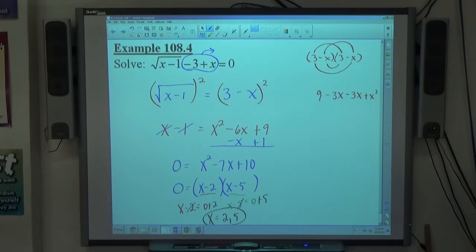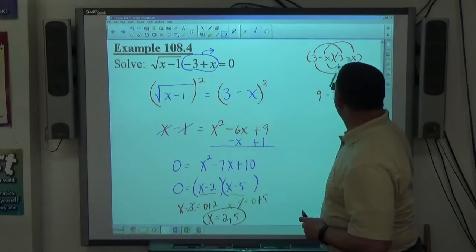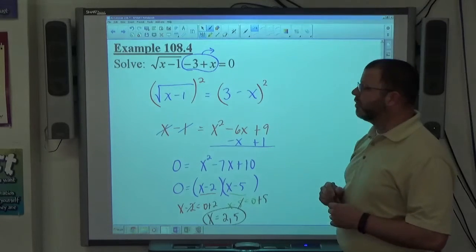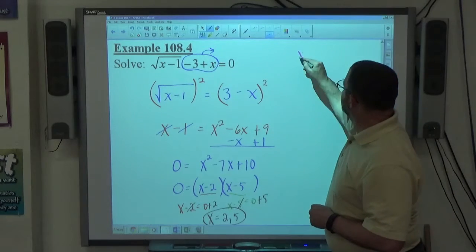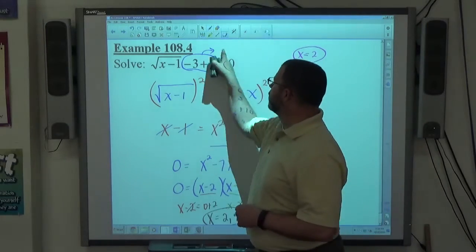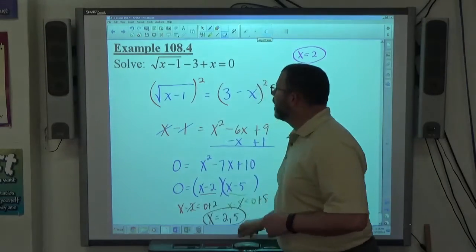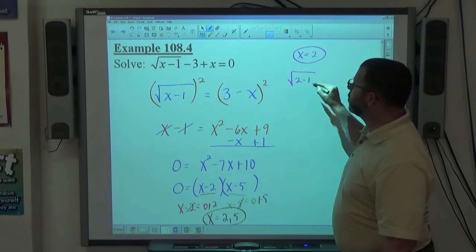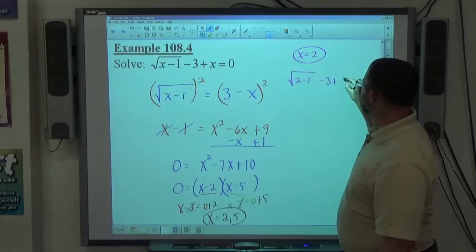And I have to verify both solutions. Either they work or they don't. If they work, fine. If they don't work, we throw them out. So what's left to do is the check. And you have two numbers to check. You have to check them both individually. So let's start with x equals 2. I'm checking x equals 2. What I'm going to do is go back to my original problem here, change all the x's into 2's and see what happens. So I'm going to get the square root of 2 minus 1 minus 3 plus 2 equals 0.